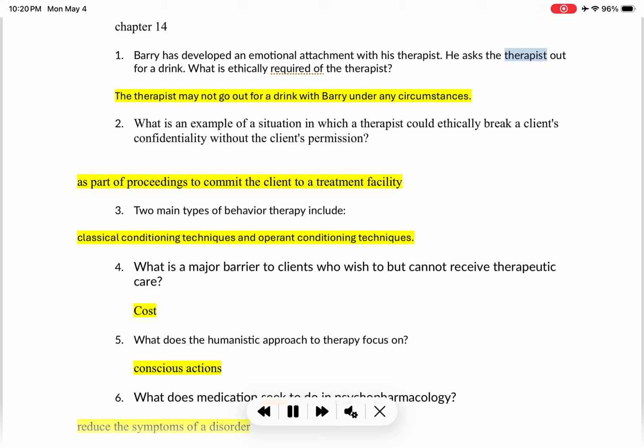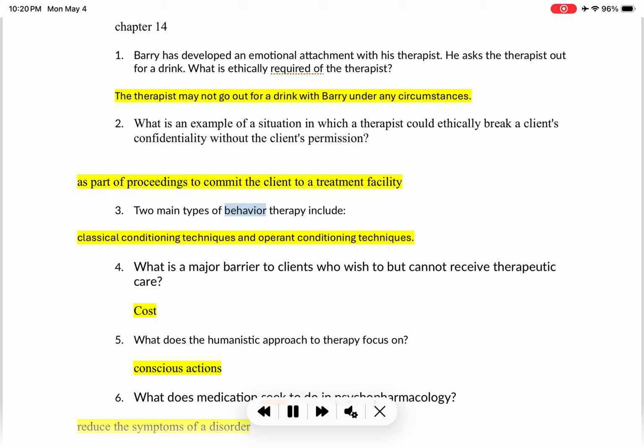He asks the therapist out for a drink. What is ethically required of the therapist? The therapist may not go out for a drink with Barry under any circumstances. What is an example of a situation in which a therapist could ethically break a client's confidentiality without the client's permission? As part of proceedings to commit the client to a treatment facility.